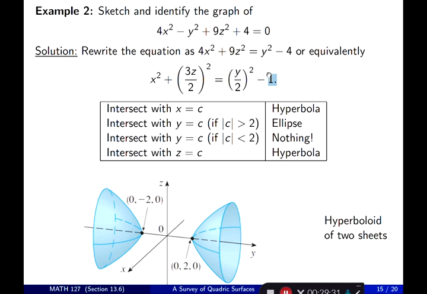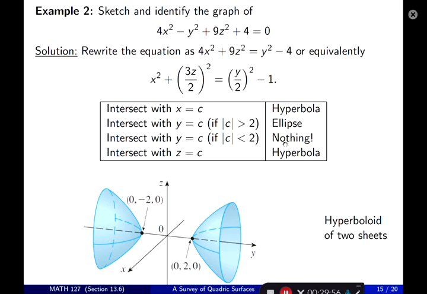And then you see that for x equal to a constant you get hyperbolas, for y equal to a constant, if the absolute value of y is bigger than 2, you get ellipses. If the absolute value of c is less than 2, you get nothing. For z equal to c, you get hyperbolas.